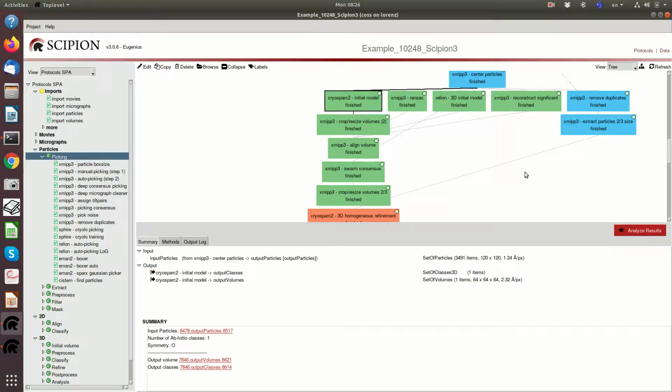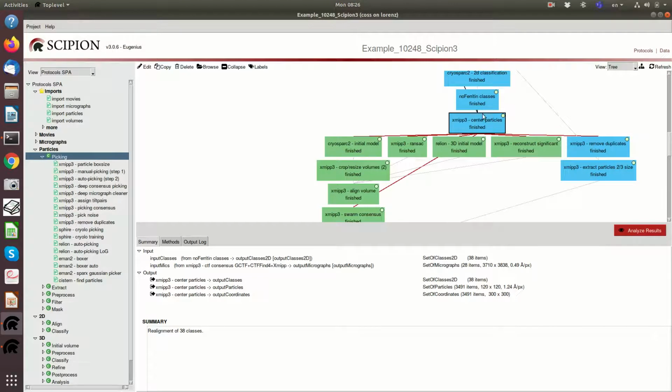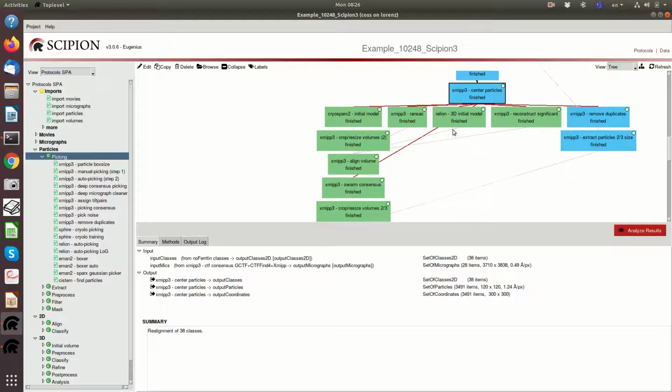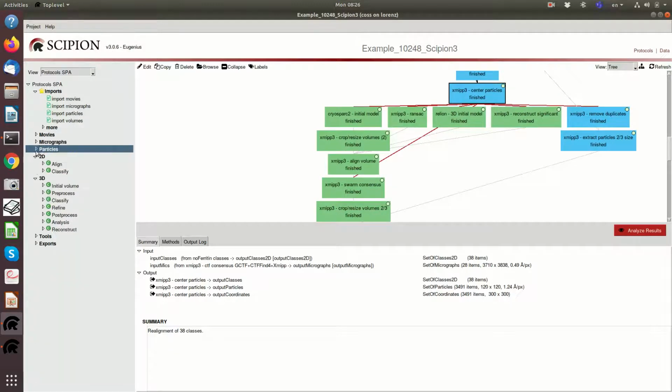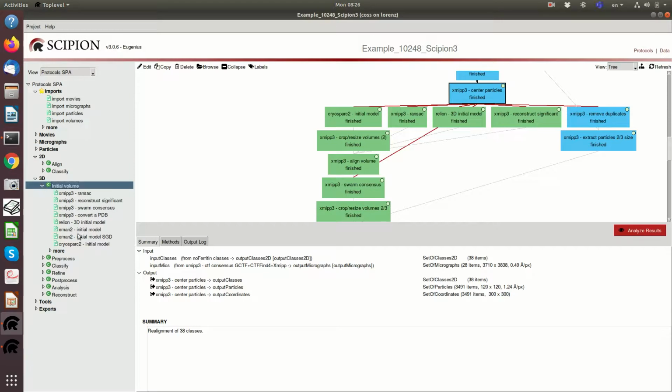So in the next part of the tutorial, what we will see is how to construct an initial volume. For an initial volume, we have taken the center particles, and these center particles are around 3500, and then we will use different algorithms. We have, again for the initial volume, many of them, and if you install all the plugins, you have even more.